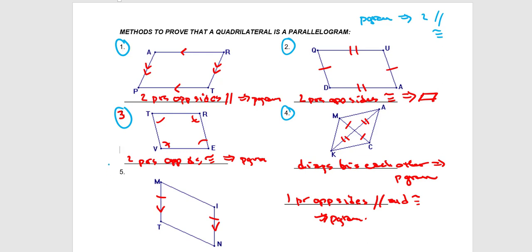And then really, number 5 is the only new one that you have to know, which is that 1 pair of opposite sides are parallel and congruent. It's got to be the same set of sides that are both parallel and congruent. And if you have that, then you have a parallelogram. Okay, so let's go ahead and try some proofs with this.